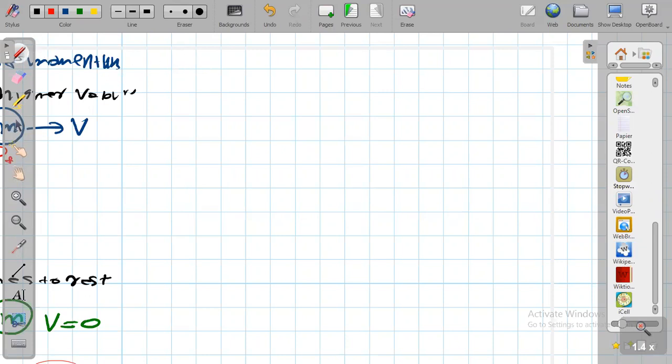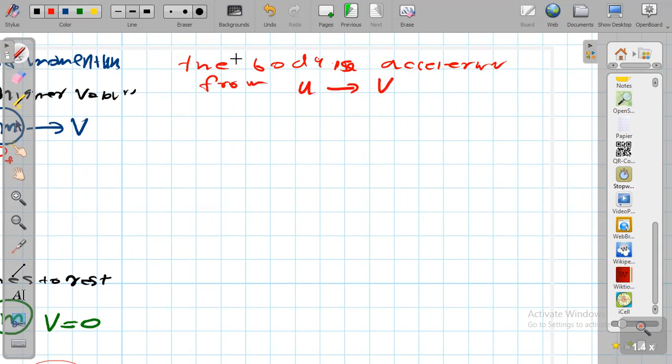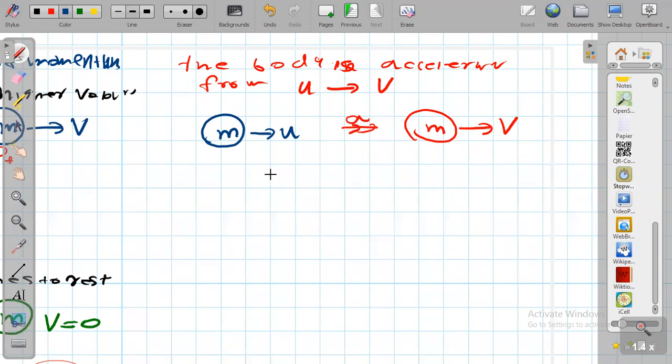The body is accelerating from u to v. And it has reached v, under some acceleration. What is the change? Vf minus Vi. Let's substitute what is Vf. mv minus mu.